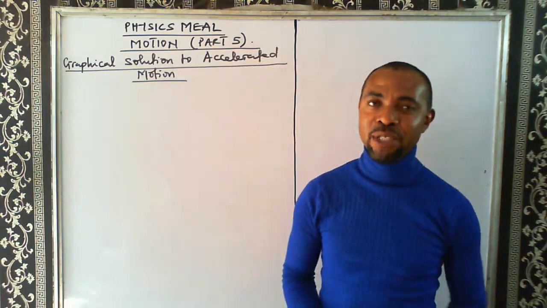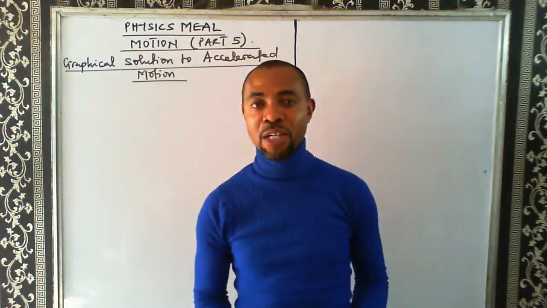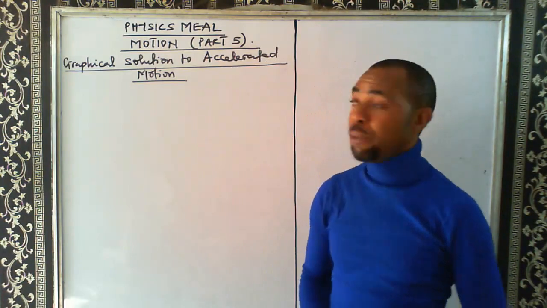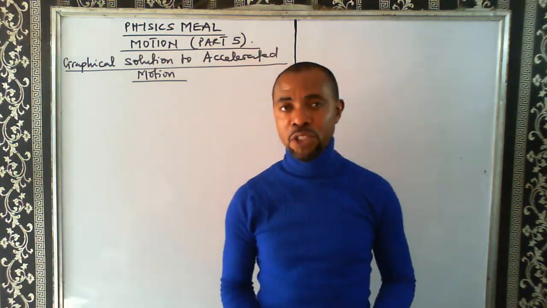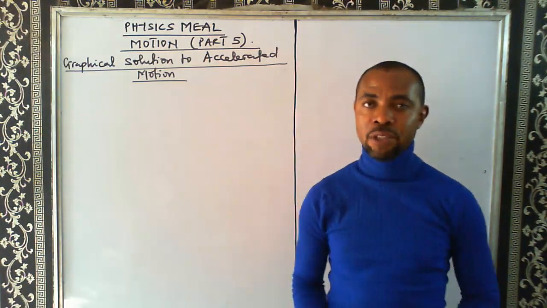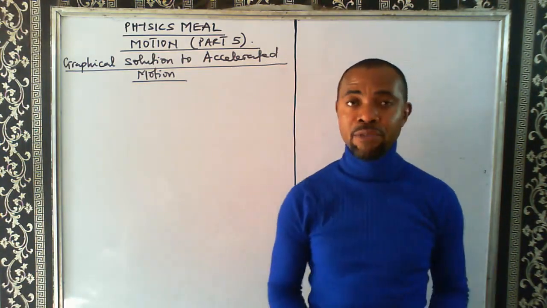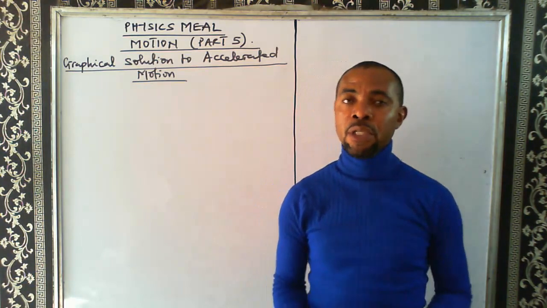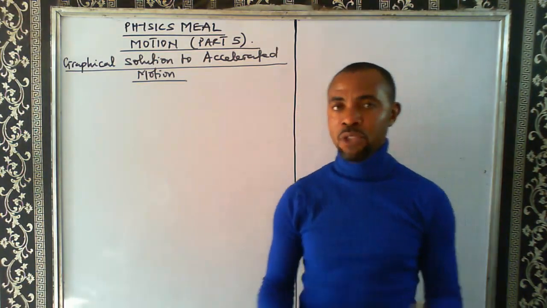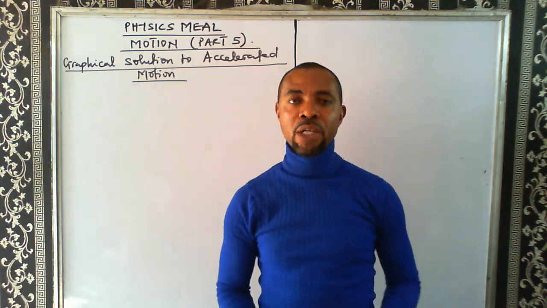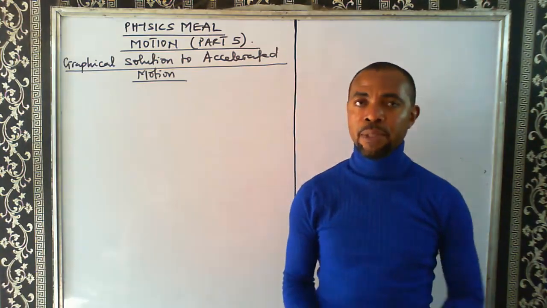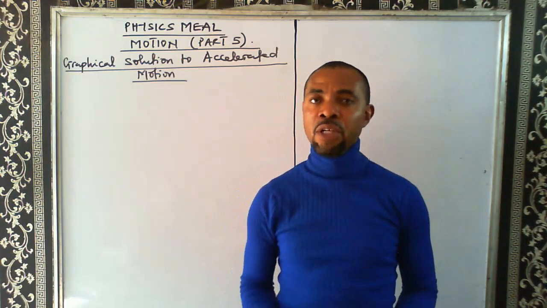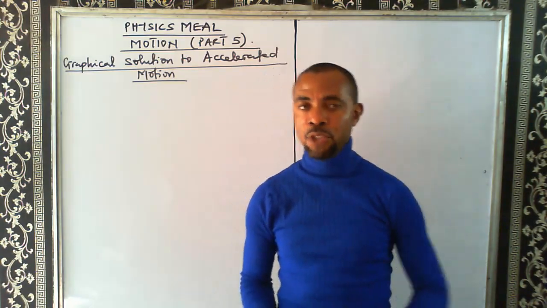Welcome to Physics Meal. Today on Physics Meal, we are going to look at motion part 5. In motion part 5, we are looking at graphical solution to accelerated motion. You remember that in our last video, we looked at how we can use equations to solve problems on accelerated motion. We saw the 4 main equations that we can use in solving those problems. So today we want to look at how we can use graphs in solving problems on accelerated motion.